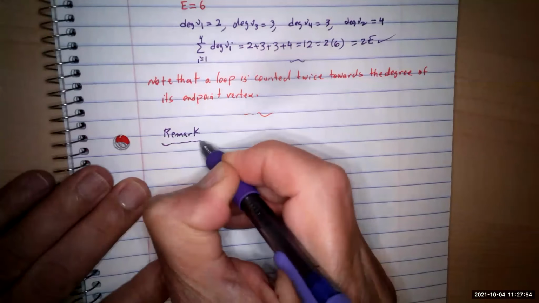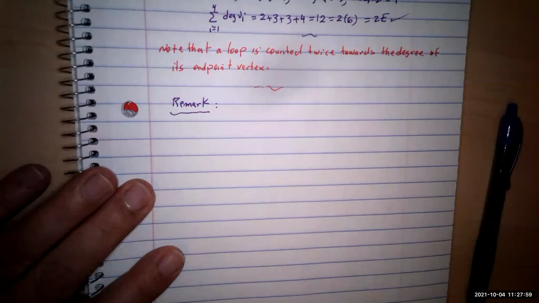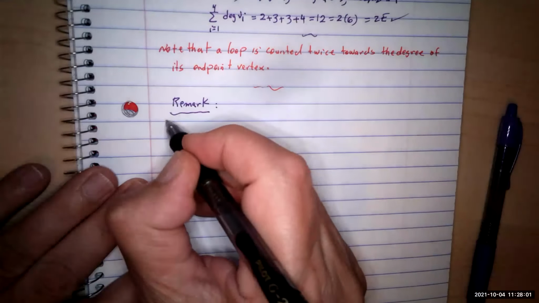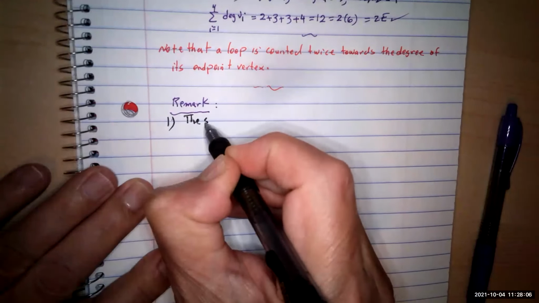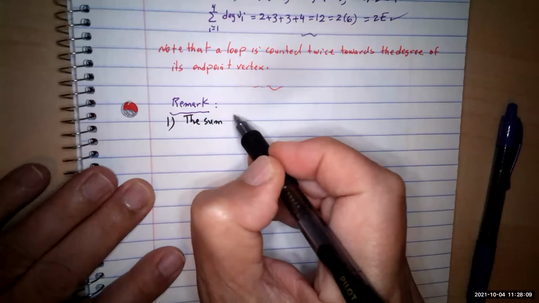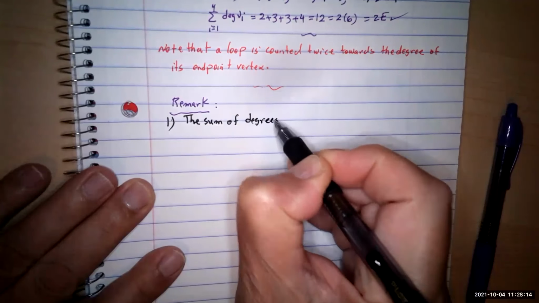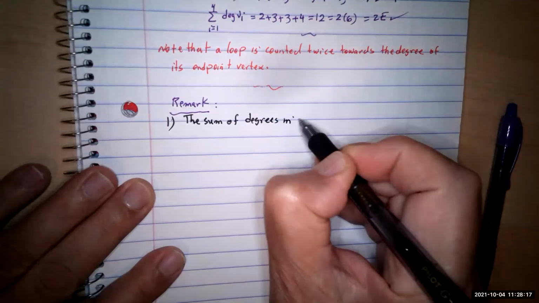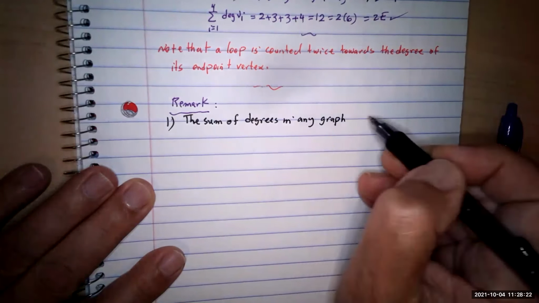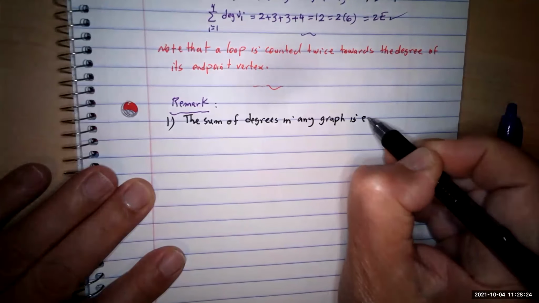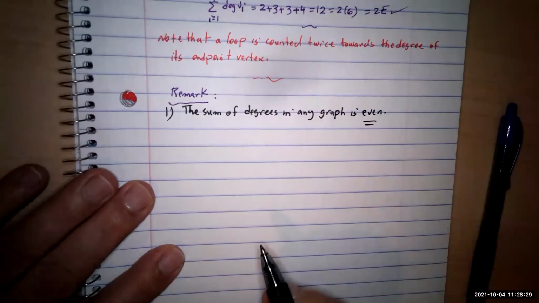So the first remark is the sum of degrees in any graph is an even number. This is one conclusion that we're going to have, a very important one.